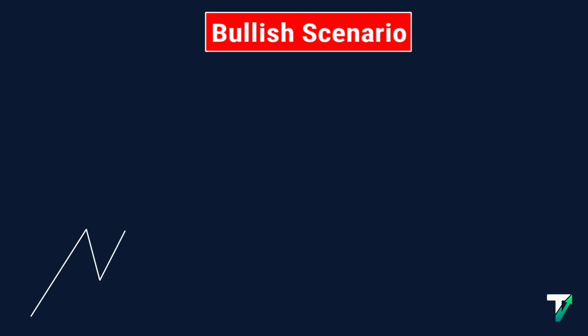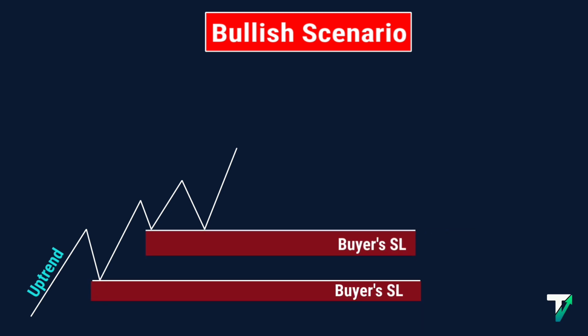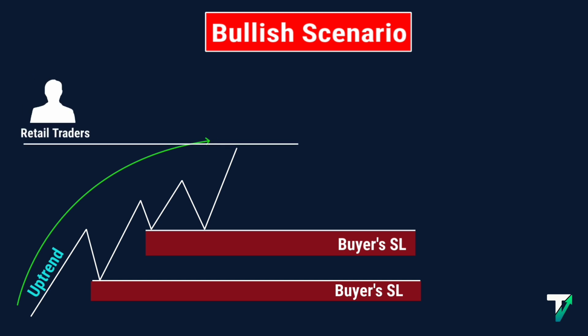In an uptrend, price climbs by forming higher highs and higher lows. Around each swing low, retail traders love jumping in long, thinking the trend will just keep going. But here's the thing. Once the market has already moved up quite a bit, retail buyers start hesitating. No one wants to buy too high, right? That's where the big players step in.